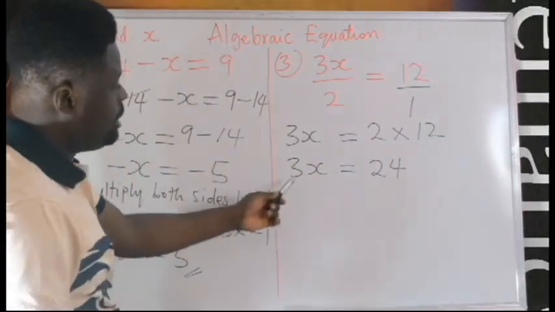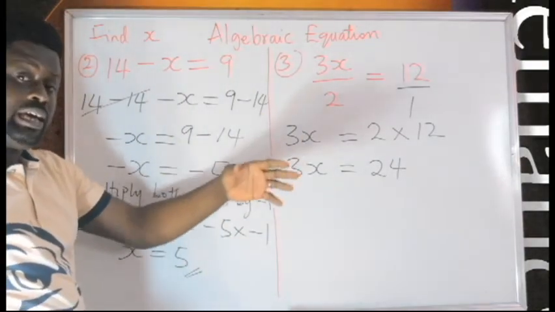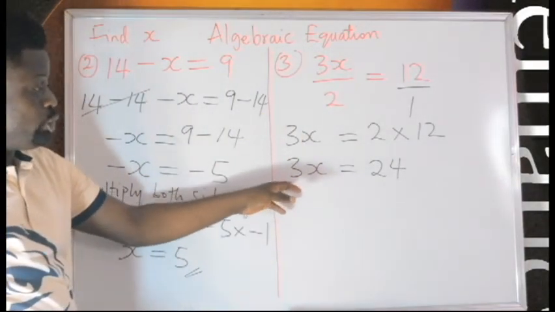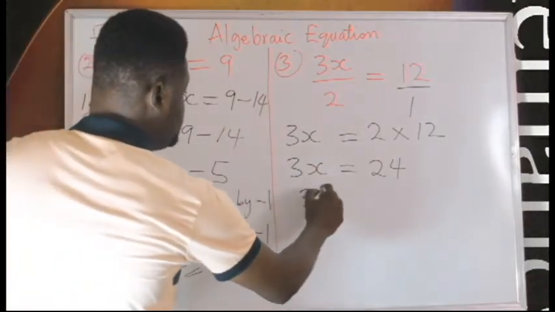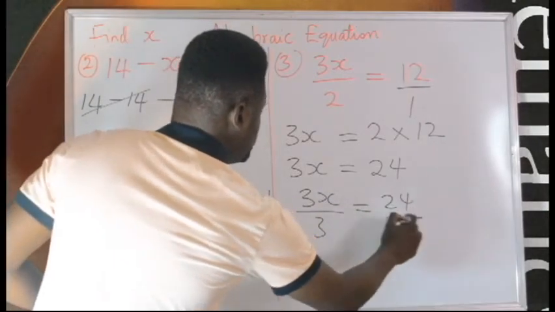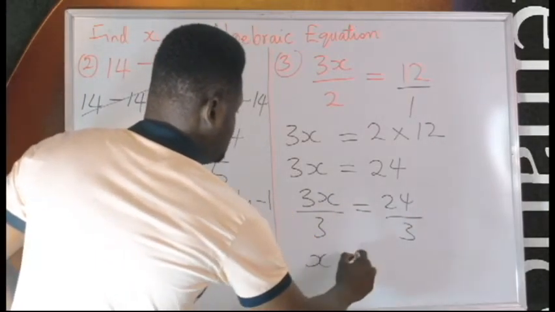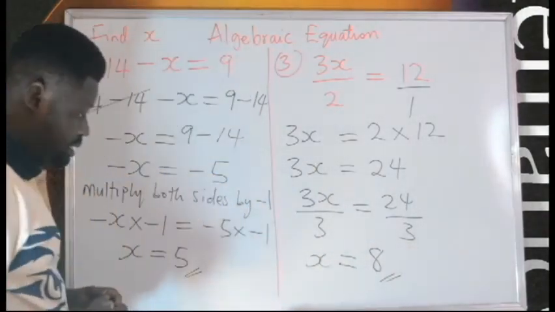So for x to be alone, we have to divide by the coefficient of x. Coefficient of x is 3. That's the number attached to x. So we have 3x over 3 equals 24 over 3. x equals 24 divided by 3, 8. So we'll come to the final stage.